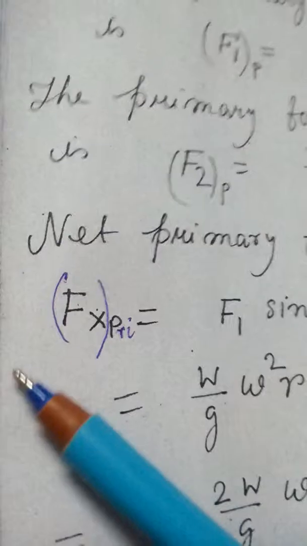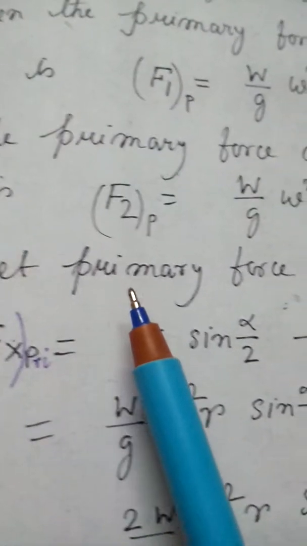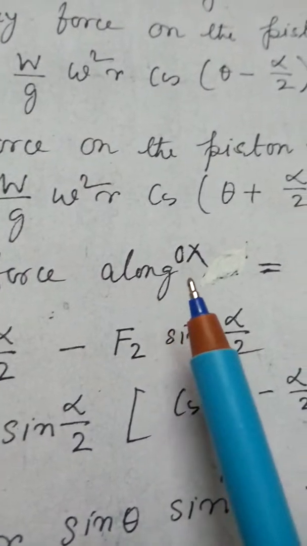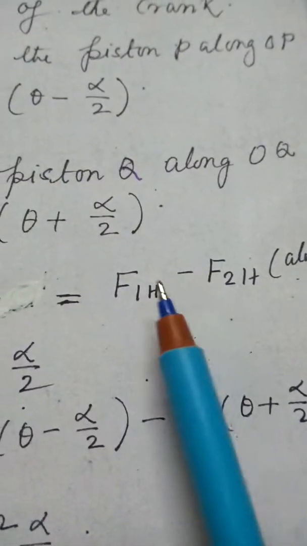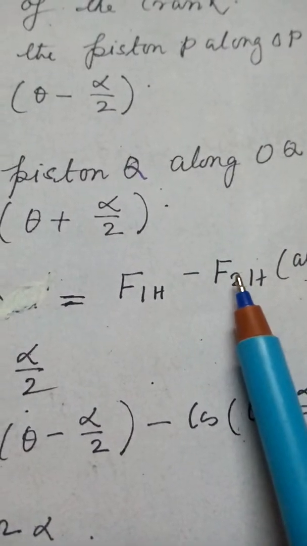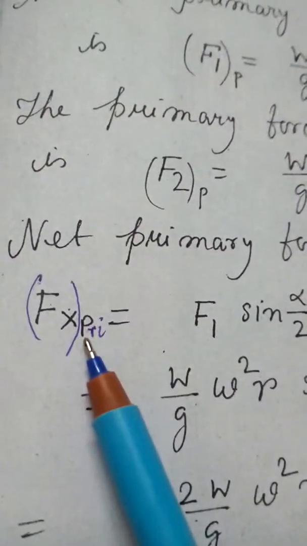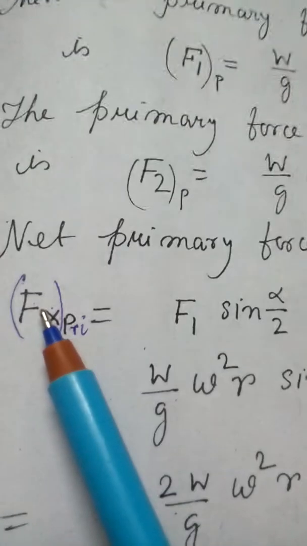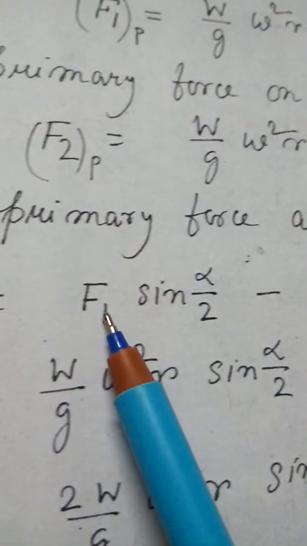So the net primary force along OX is F1H minus F2H. I have shown that this is in the negative x direction and this is in the positive x direction. So now the primary force in the x direction is equal to this one.